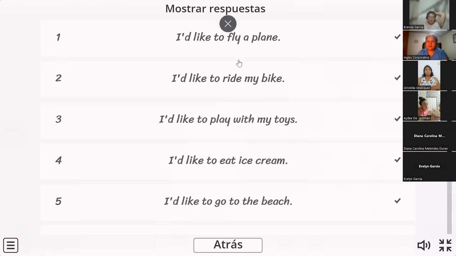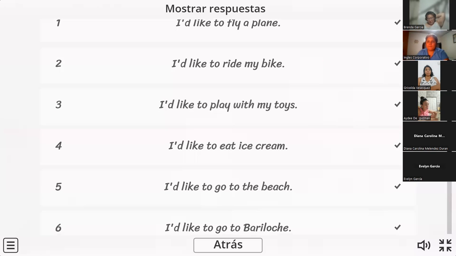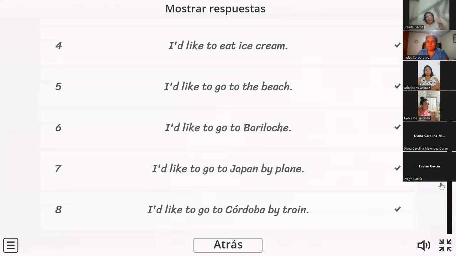What else do you want to know? Bariloche, what is Bariloche? Bariloche is a city. Es un nombre náhuatl. Let me see where Bariloche is located.